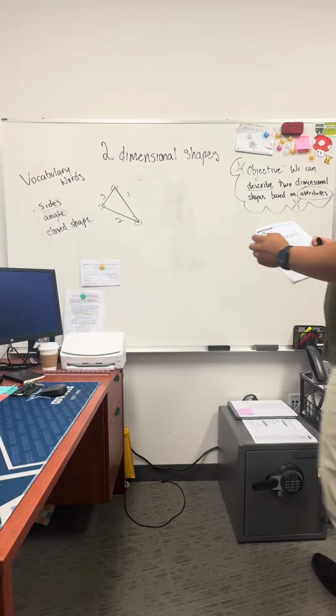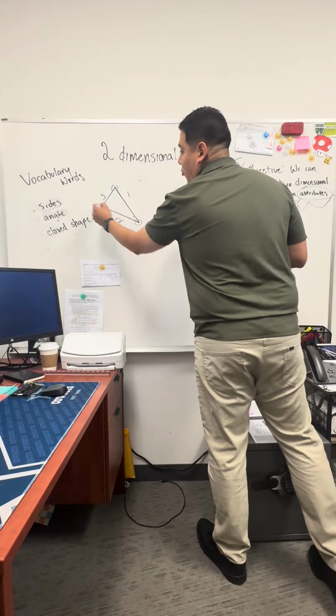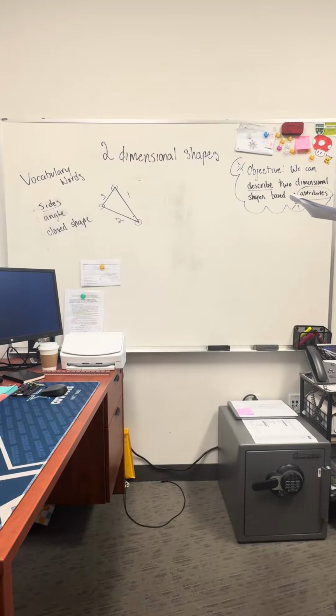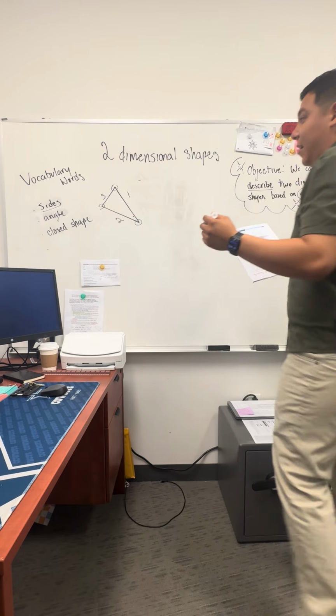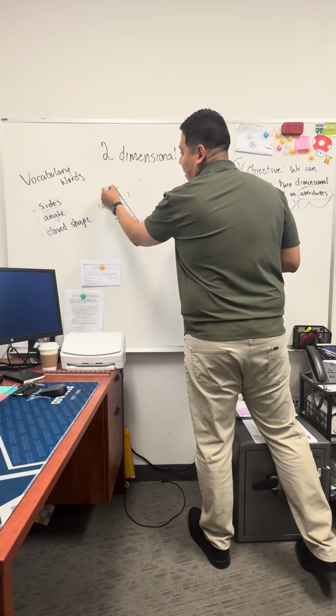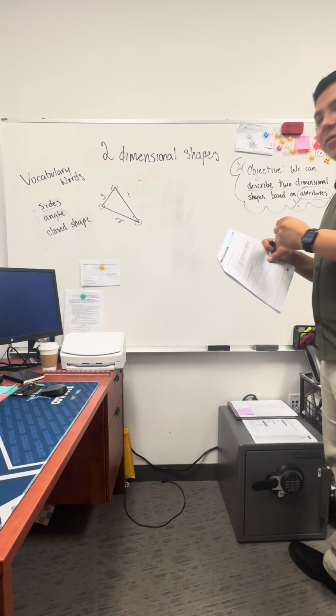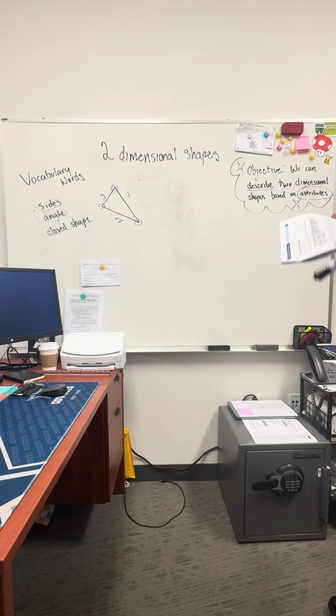We can say that the sides are straight, right? What else do we have? The sides are different lengths. Good job. This side right here is a little bit shorter than this side here, but that doesn't change anything. They're still sides. They are still part of the shape.